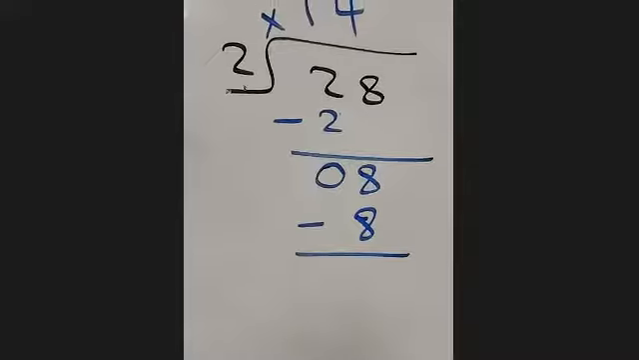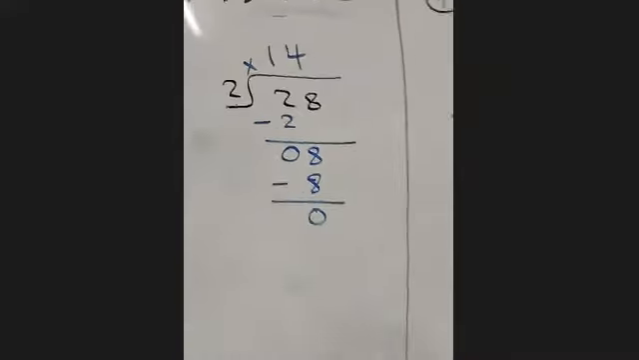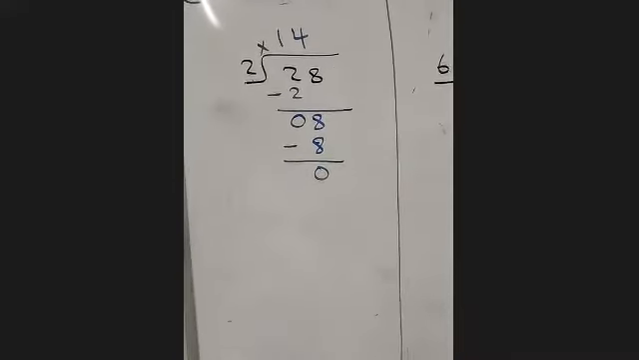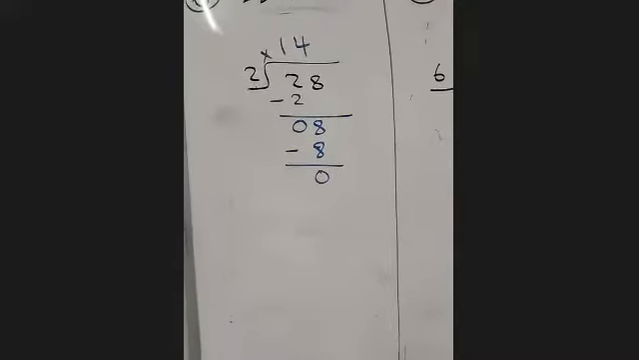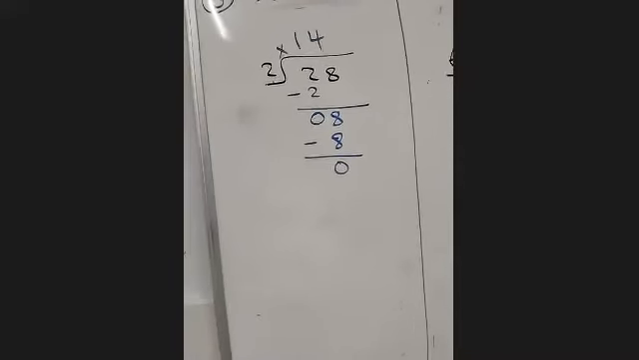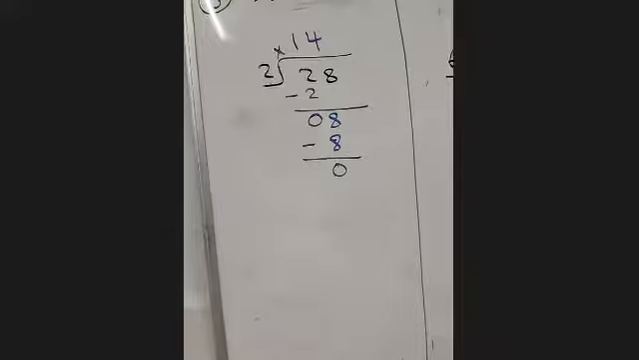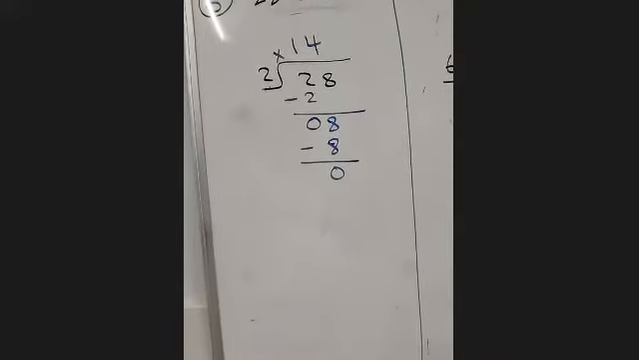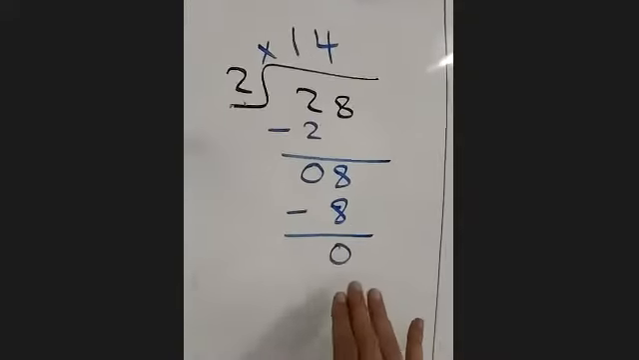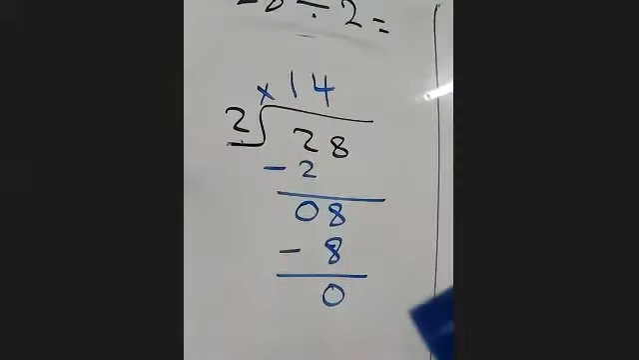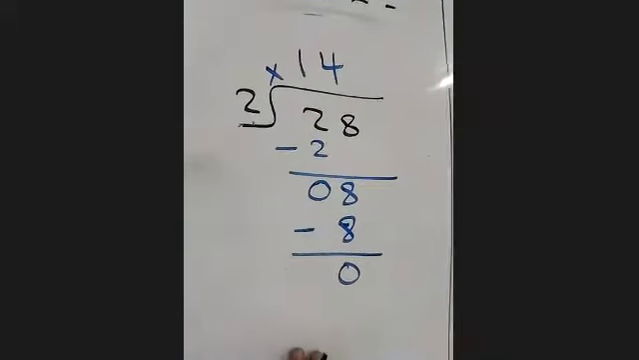Mumtaz. This is 0. Do we finish? No. What is still left? Still to put the remainder. The remainder is 0, so no need to put it. So what is the answer?